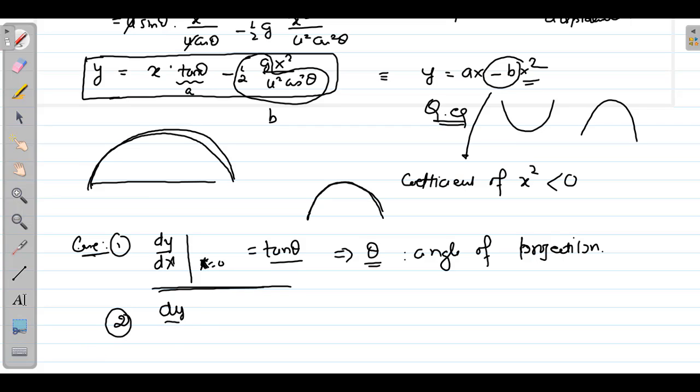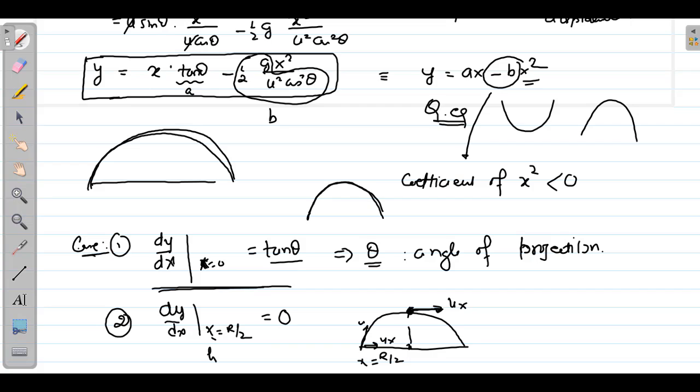Similarly, dy by dx at x equal to R by 2, that is at the mid of the range, this dy by dx, the slope, is equal to 0. Why? Because our projectile motion is this. This is the point where x equal to R by 2, and at this point the object is at the maximum height. The slope of this path at the highest point is 0. So that means we can say at x equal to R by 2 the slope is 0, or y equal to h, at the highest point the slope is 0.